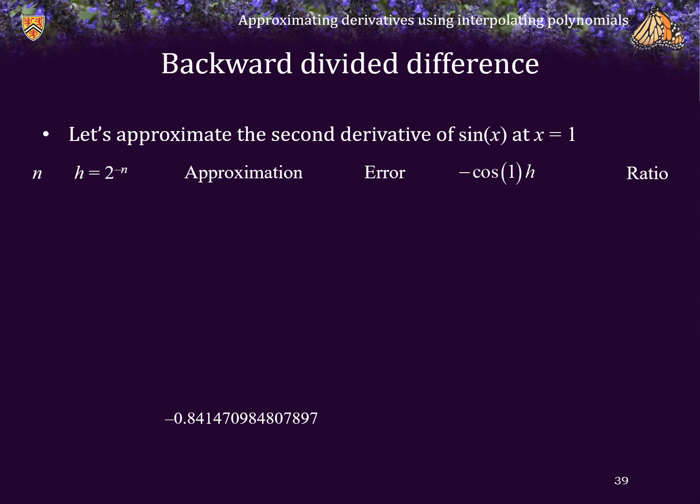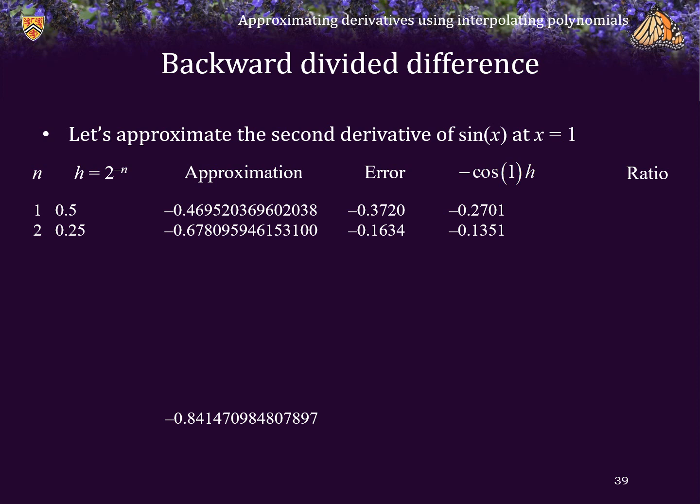All right, once again, let us approximate the second derivative of sine of x at x equals 1. The third derivative evaluated at 1 times h is the estimation of the error, and we calculate the error relative to the exact answer shown below. So with h equal to 0.5, we don't start off with a very good approximation. It's almost 100% relative error.